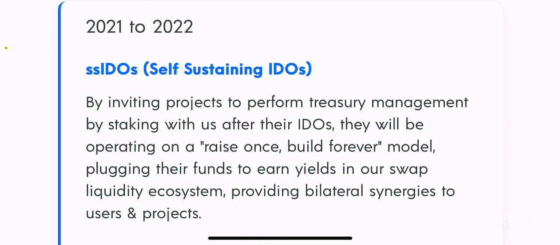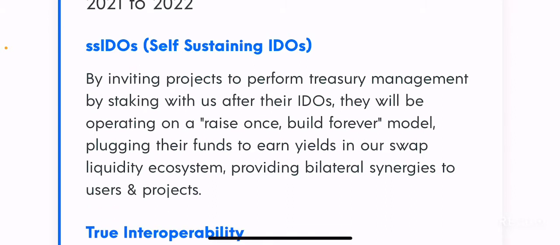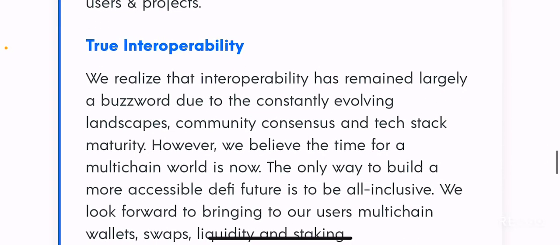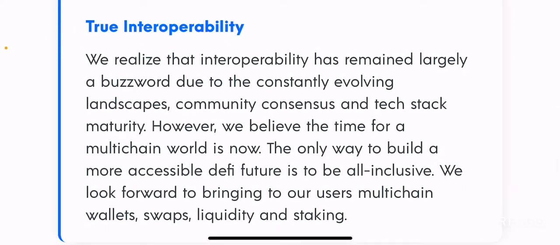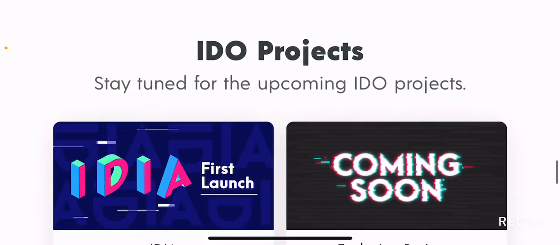And for late 2021, Q4 and early 2022, they're having self-sustaining IDOs, which is an interesting phenomenon that you guys definitely need to read about. They also have true interoperability planned, which is something that they will eventually have to accomplish because they'll become a multi-chain project, right? So overall, lots of exciting things coming in.